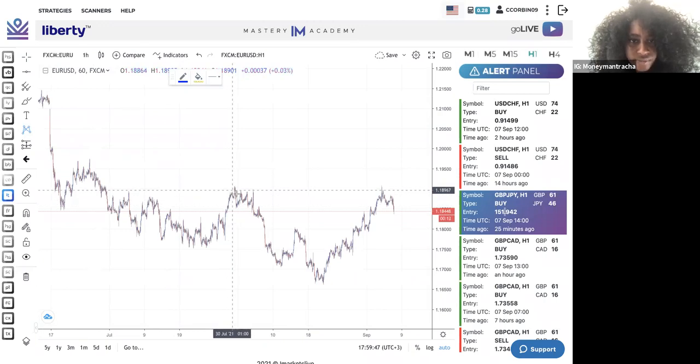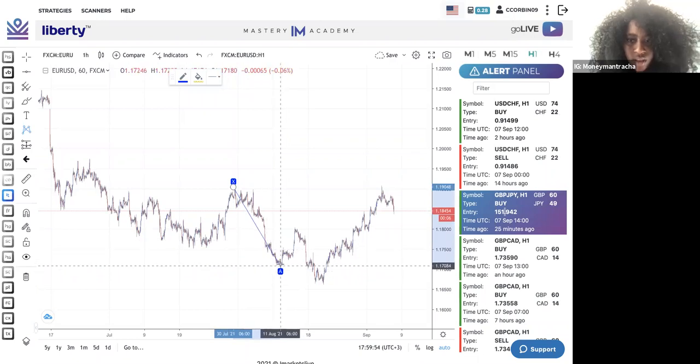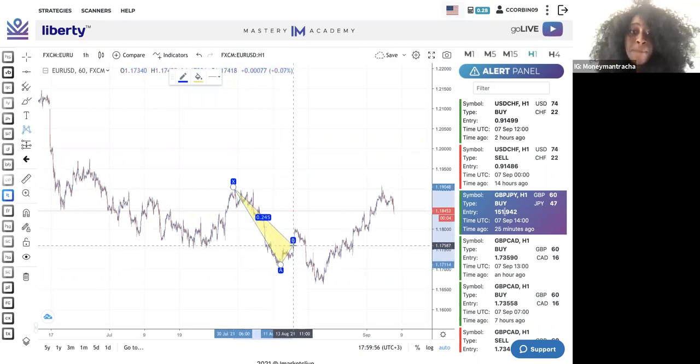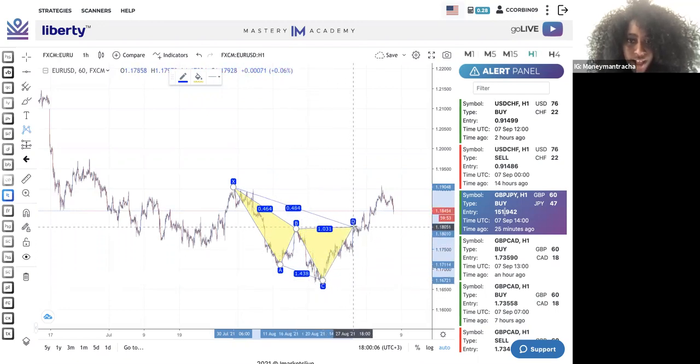You want to start with the high. Then you want to go to a low. And then remember, the bigger the pattern, the stronger the trend, right? So then we want to go to a high. Then we want to go to a low. Then we want to go to a high.